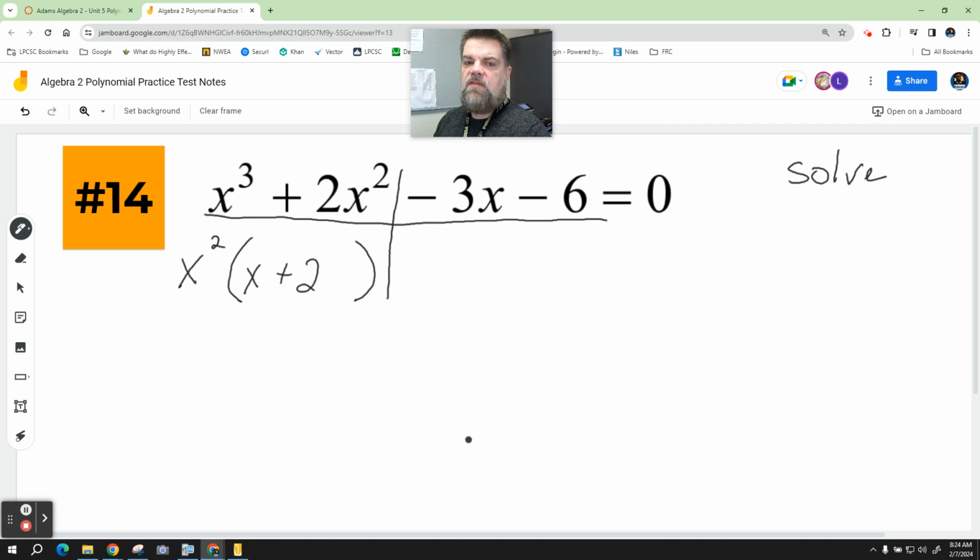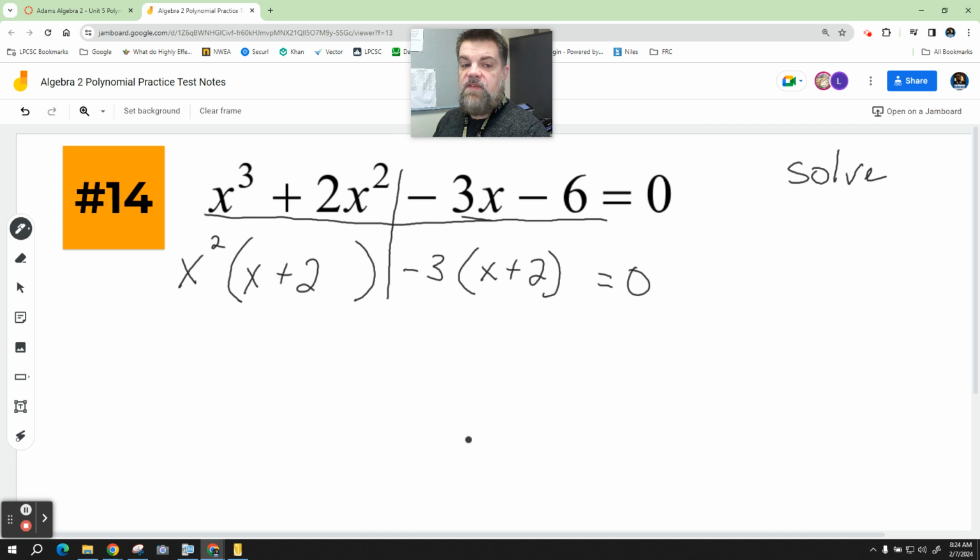Now over here, if I have a negative sign here, I'm always going to pull out the negative sign. So if I notice that 3 goes into 3 and 3 also goes into 6, I'm going to pull out my negative 3. Negative 3 times x gives me negative 3x. Negative 3 times positive 2 gives me negative 6. All that is set equal to 0.